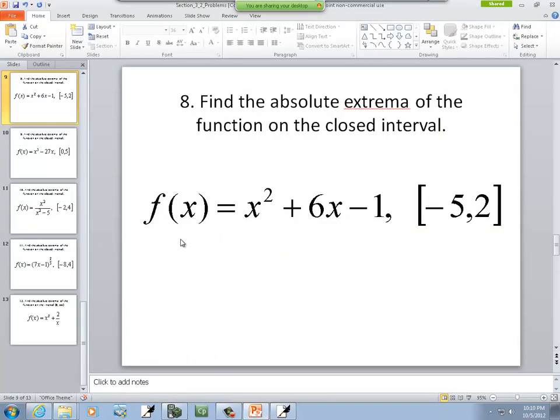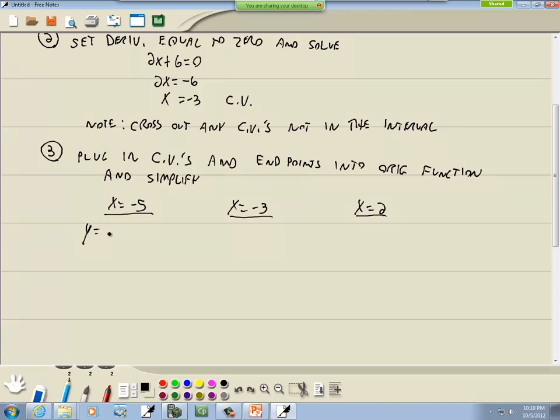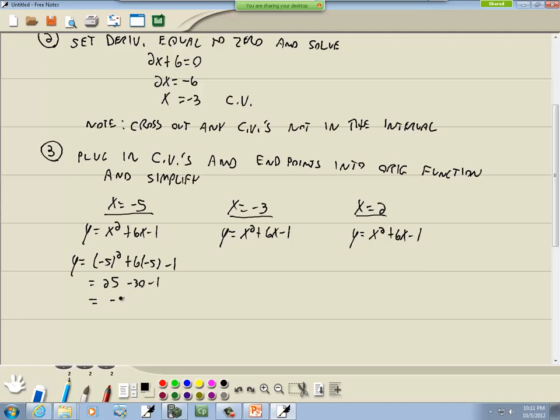Original function is this right here. So we got x squared plus 6x minus 1. So plug negative 5 in. We got y is equal to negative 5 squared plus 6 times negative 5 minus 1. That gives us 25 minus 30 minus 1. 25 minus 30 is negative 5 minus 1, which gives us negative 6.